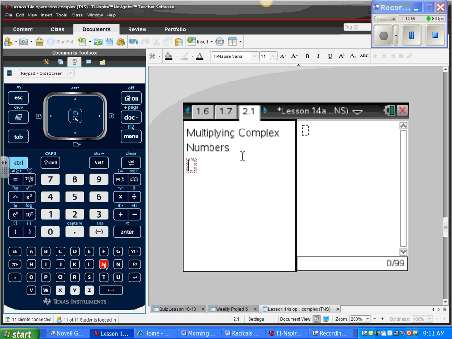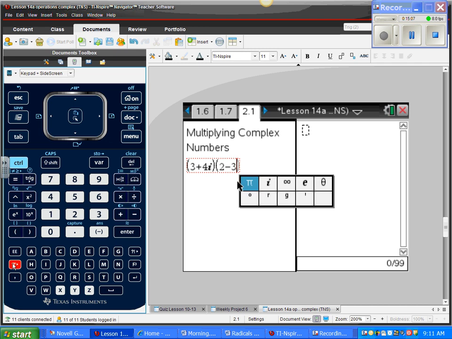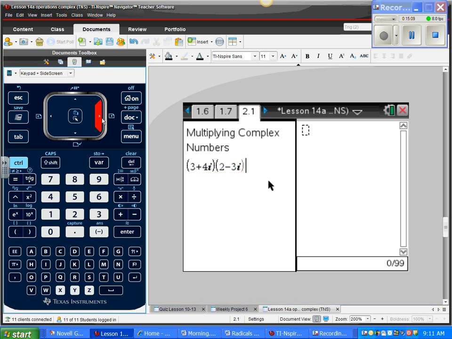I'm going to hit Control-M so it's easier to type in here. You're going to want to as well. 3 plus 4i times 2 minus 3i. We'll give it a shot. Okay. How do I have to multiply these? I got to FOIL. Okay, I do have to FOIL this out.